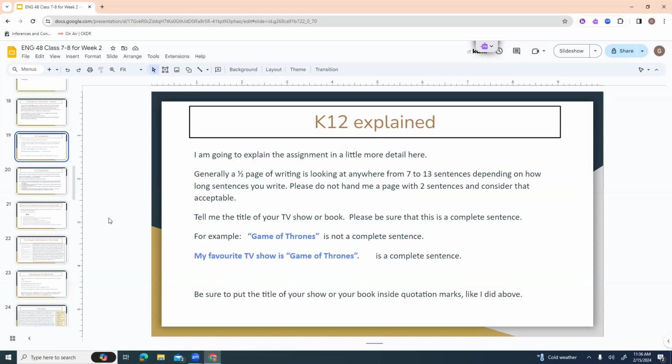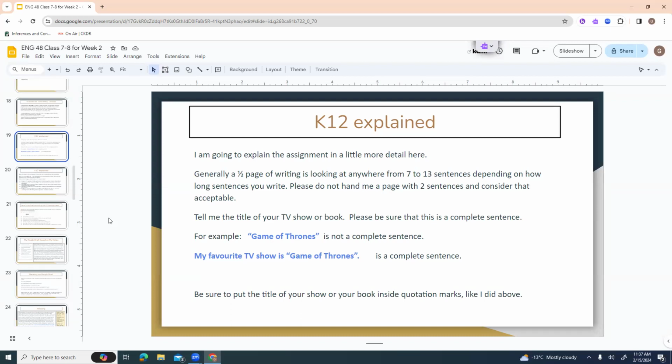Tell me the title of your TV show or book. And please be sure that this is a complete sentence. So you can't just write Game of Thrones. That's not a complete sentence. You would have to say, my favorite TV show is Game of Thrones. That is a complete sentence. I know it sounds weirdly formal, right? Because it's not how we talk, but writing is a whole different way of communication.